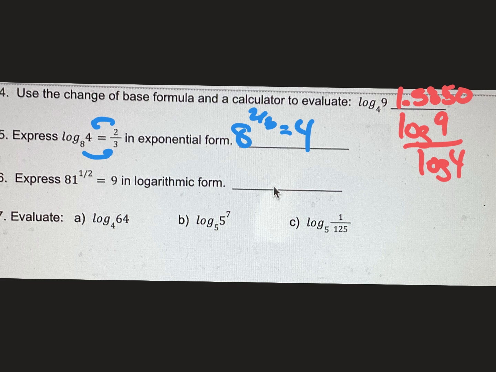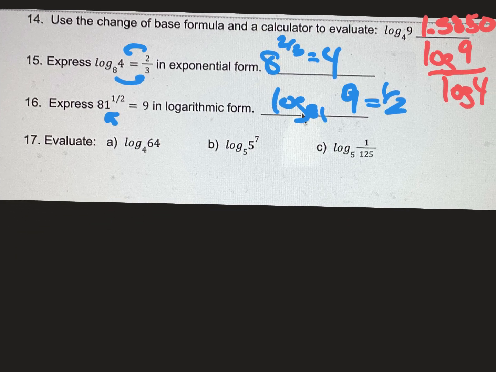Same thing on the next one, so going backwards. I'm writing log. Whatever the base is over here is the base over here, base 81. Remember, the answer to a log is the exponent, which means a 1/2 has to go there, which means a 9 must go there. That's all there is to that one. And the last three, well, these three.